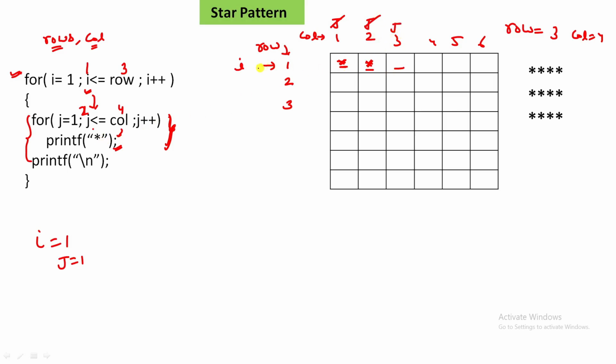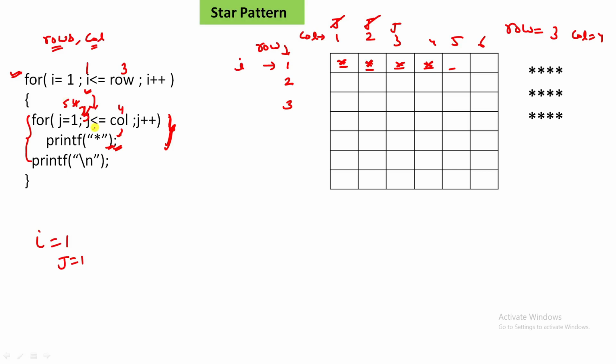Now j is 3. So i is 1, j is just getting incremented. 3 is less than 4. Yes, so again I will print. Now the cursor will come here. Then j plus plus means 4. Now 4 is less than or equal to 4. Yes, it is equal to 4. So I will print this star, my cursor will come here, and now I will come here, j plus plus.